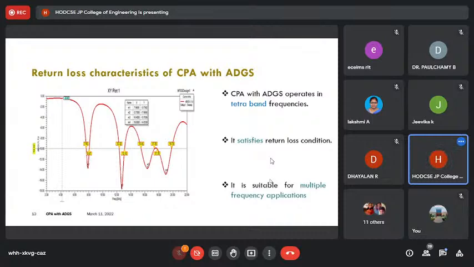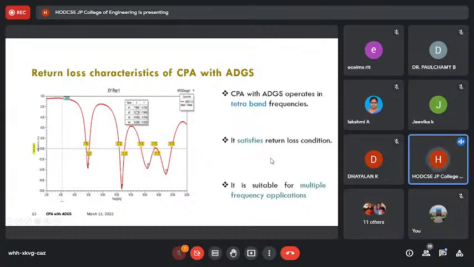This antenna is used for multi-frequency application. Here we have achieved the minimum condition for return loss, that it should be equal to or less than -10 decibel. Here we achieved that at 4 different points. Let us understand this.